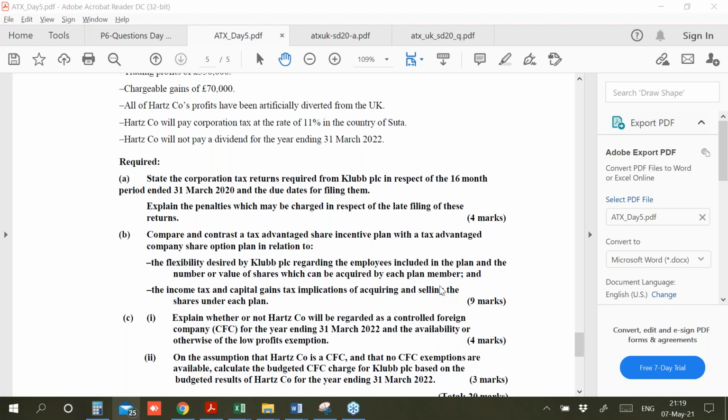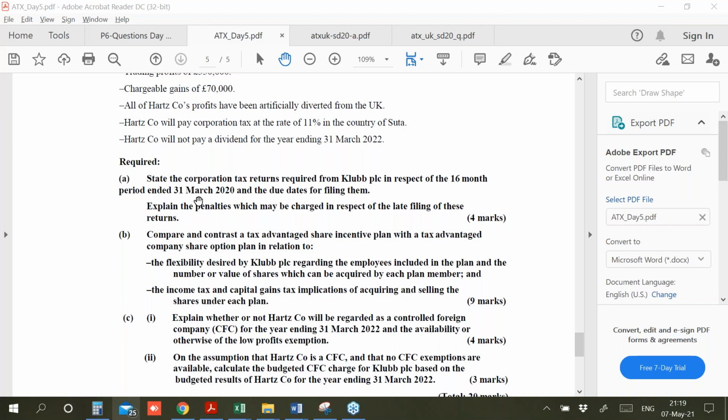Okay guys, so state the corporation tax returns. We can now tell that the corporation tax return should be filed by 31st March 2021. However, explain the penalties which may be charged in respect of the late filing of these returns. For that I have to read the question to see, because the penalty depends on how late you have submitted the return: within 3 months, 3 to 6 months, more. So it depends. I have to check.